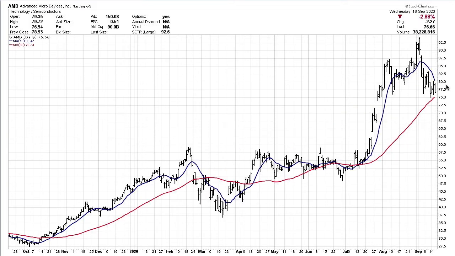Like here's Advanced Micro Devices. You can see this is a semiconductor, okay? You can see the breakdown that came during the correction. These stocks have had a major up move. They're going through a period of consolidation.